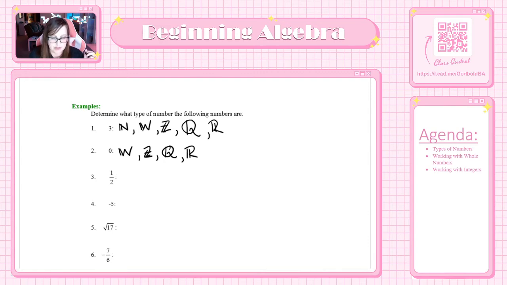Okay. 1/2. Well, it's not even an integer, right? Because integers don't have fractions. They're just the nice, clean numbers that you can put on the number line. So it starts with the rational number. That's the ones that can be fractions, and then a real number.